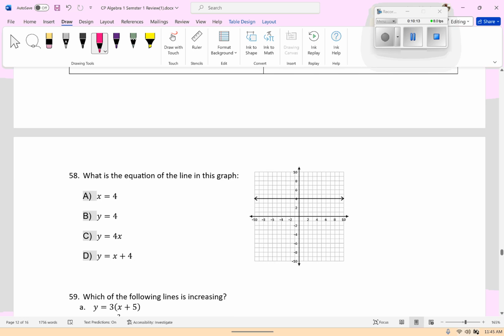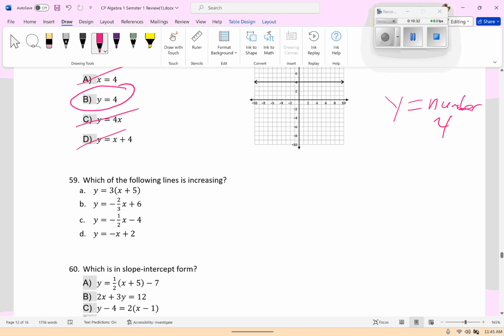What is the equation of this line? Well, this is a horizontal line. Horizontal lines are always y equals a number. In this case, the number is going to be 4. So this is the only one that works. This would be a slanted line. This would be a vertical line. This would be a slanted line. So the only one that works is B.